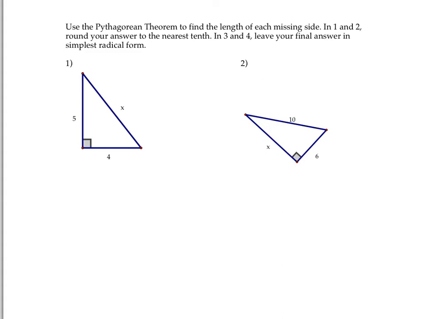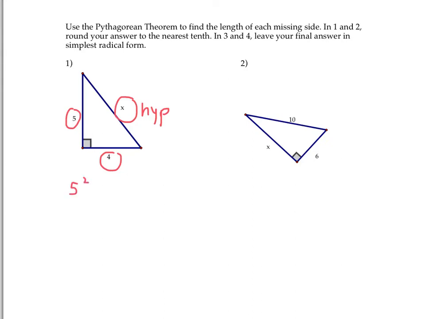In our first two examples, we're going to use the Pythagorean theorem to find the length of each missing side. In our first two problems, we're going to round our answers to the nearest tenth, so we'll need the use of a calculator. And then in the next two, we're going to leave our answers in simplest radical form. Okay, so in number one, the two sides that are the legs are 4 and 5, and our hypotenuse is x. So plugging these numbers into the Pythagorean theorem will look like this.